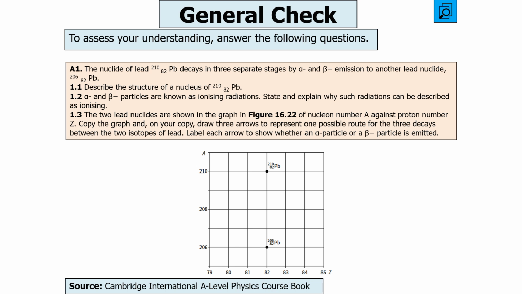And then the two lead nuclides are shown in the graph of nucleon number A against proton number Z. Copy the graph and draw 3 arrows to represent one possible route for the 3 decays between the 2 isotopes of lead. Label each arrow to show whether it's an alpha particle or a beta minus particle emitted. So pause the video now, then unpause the video when you want to go through your answer.